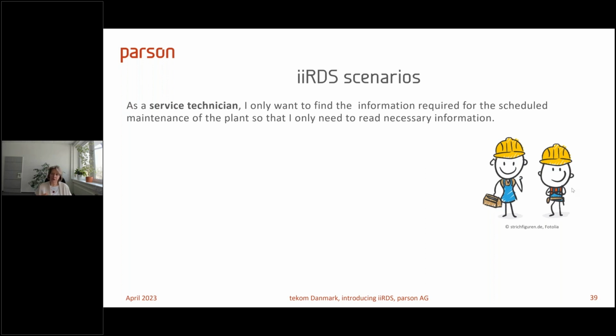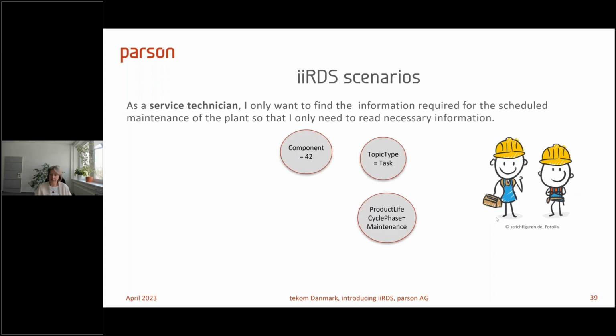So if we go back to this scenario, as a service technician, if you want descriptions of maintenance work, you actually only need 3 types of metadata. You need the component that is maintained, it could also be a machine, but the component or the product. Then you need the product lifecycle phase maintenance, and you are probably looking for task-oriented information because it's a maintenance task that you have to do.